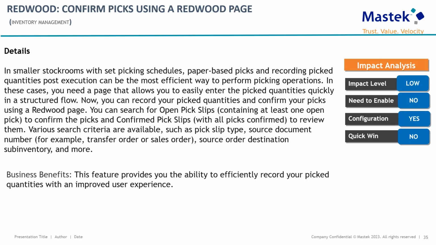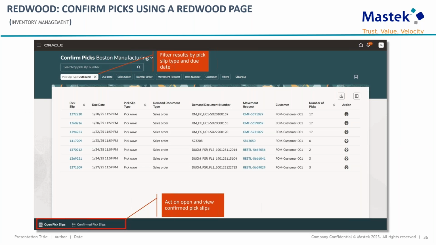The next new feature in 25B is confirm picks using a Redwood page. In a smaller warehouse that uses paper-based picking, you can often record the picked quantities after the picking is actually done. Now you can do this easily using the Redwood page in Oracle as well. You can search for pick slips with open picks or confirmed picks, right? On this page, you can filter by pick slip type, sales order, transfer order number, destination, sub-inventory, etc. There are a lot of filters that you can use on this particular page.